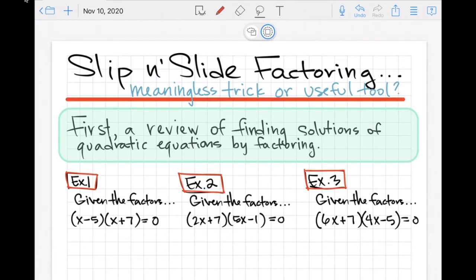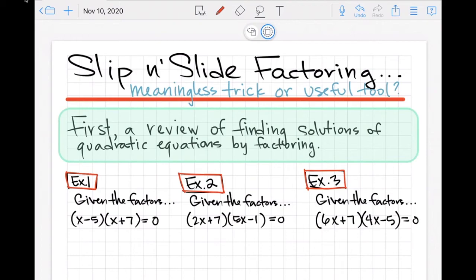Okay, so as promised, here's a video describing the concept behind slip and slide factoring. And the question I asked myself was, is this just a meaningless trick that I'm going to hate forever? Or is there some way to derive it or see where it comes from conceptually to make it a really useful tool? So I'll let you know what I decided at the end.